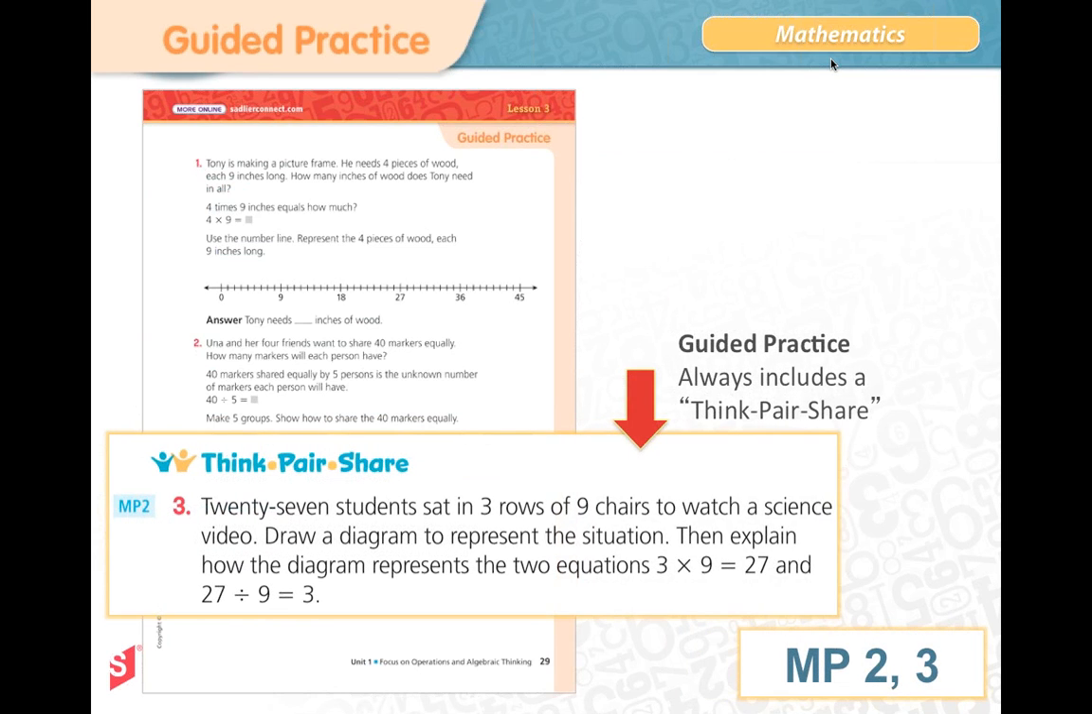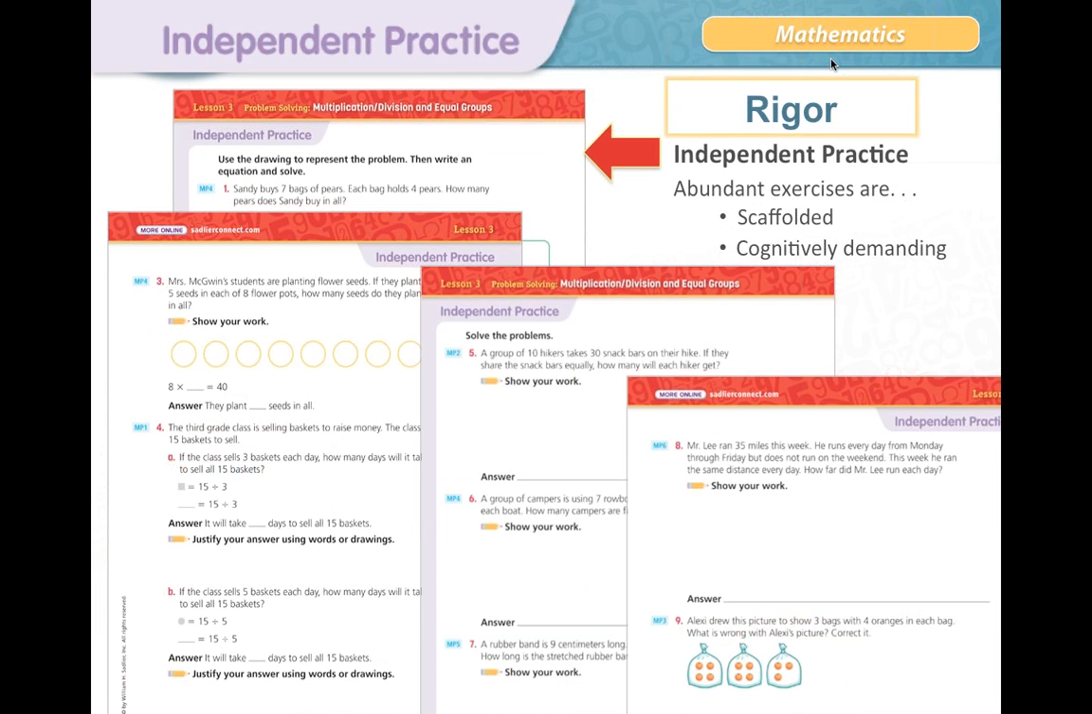And then we follow up our guided instruction with guided practice. Again, we scaffold our exercise sets, and this is the We Do It Together part of the gradual release of responsibility model, and it always ends with a Think, Pair, Share. Again, we're addressing mathematical practices 2 and 3, and we're getting students to share their ideas and share their strategies. So again, going back to that diagram, the collaboration, we need math to be a collaborative effort so that students learn from one another.